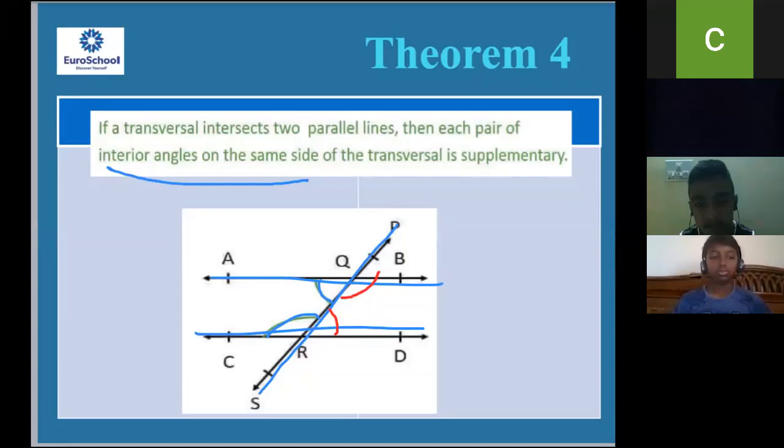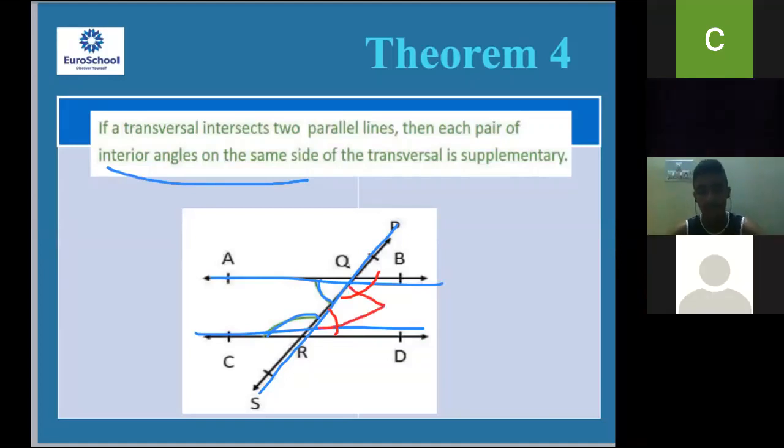So first, by the second theorem we have learned that alternate interior angles are equal. By the fourth theorem we have learned that co-interior angles are supplementary. What is meant by supplementary? If you sum up these two angles, it equals 180 degrees. If you add up these two angles, it equals 180 degrees. Yes.